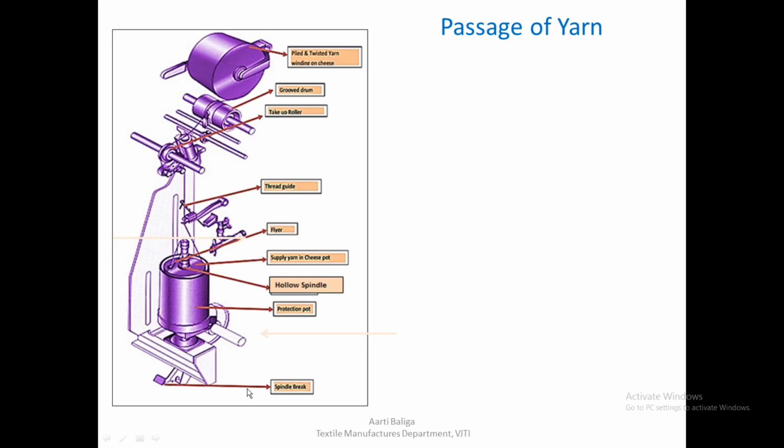This is the spindle brake. If you want to stop the spindle for piecing or any other purpose, this is the brake that is applied. Then this is, of course, the spelling BRAKE should be over here.